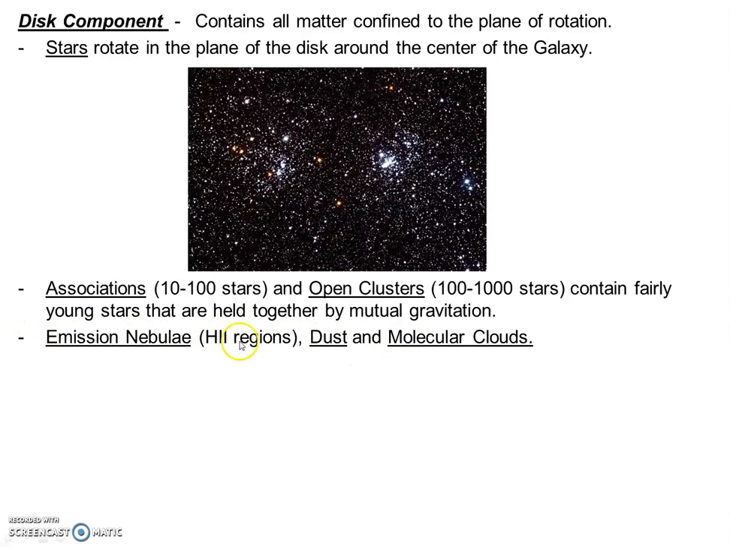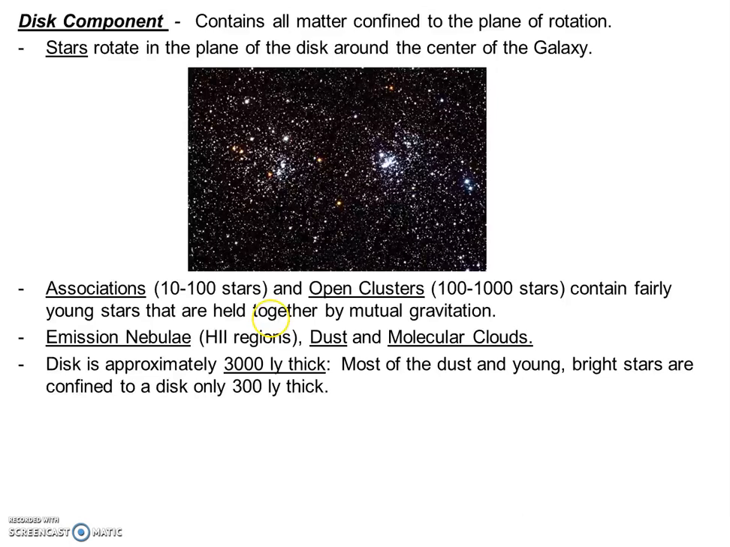Remember H2 regions, emission nebulas? And you also have dust and molecular clouds. The central dust lane is actually very, very thin, something like 300 light years thick, whereas the disk is more like 3,000 light years thick, and the bulge is around 30,000 light years thick. Vertically speaking. So most of the dust and the young bright stars are confined to a disk only 3,000 light years thick. You can almost think of this as a sandwich, and the dust is like the filling of the sandwich, and the disk itself is sort of the bread and the filling.